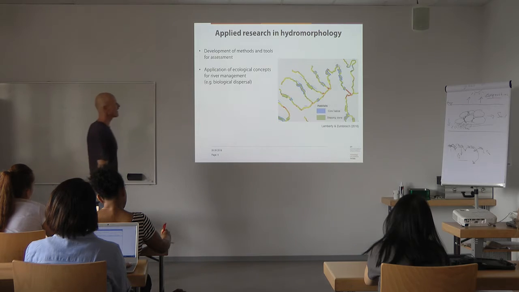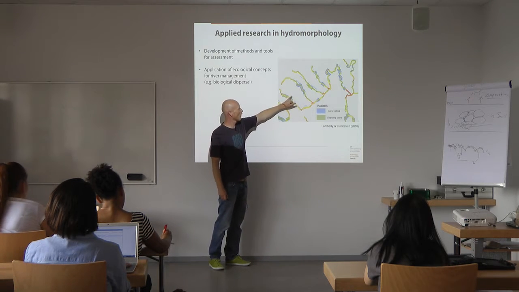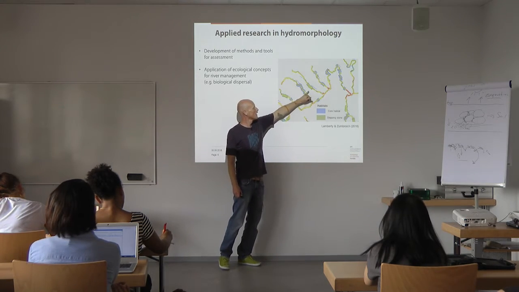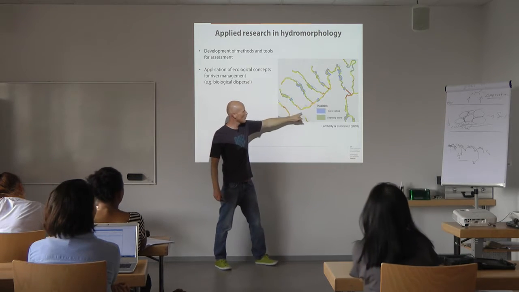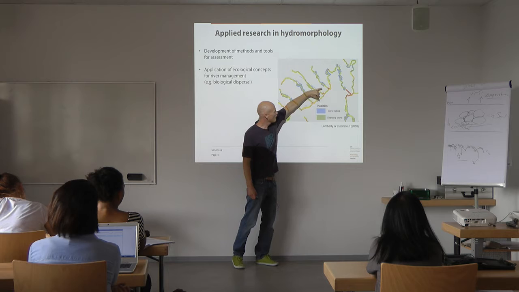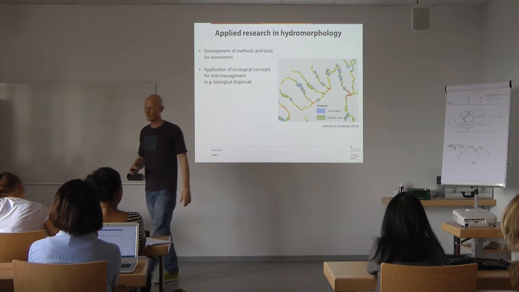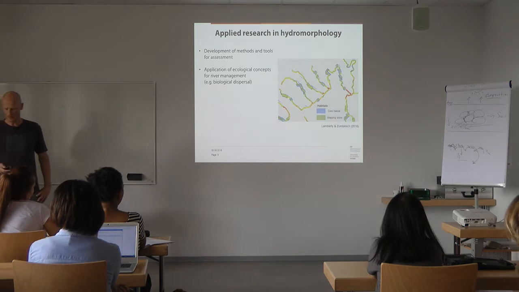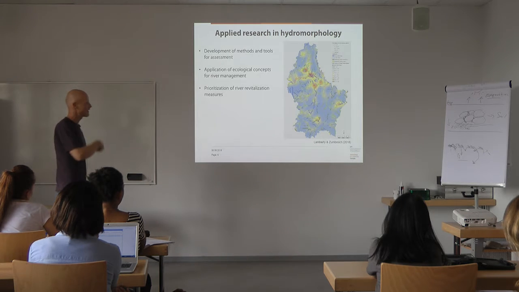And that's how it looks like. You do your assessment and then you identify core habitats. That's the blue ones which are already there. And you can identify these green ones which should be there, because you cannot have too long stretches in between these core habitats. So now it goes into the management, and in the end you get maps like this.